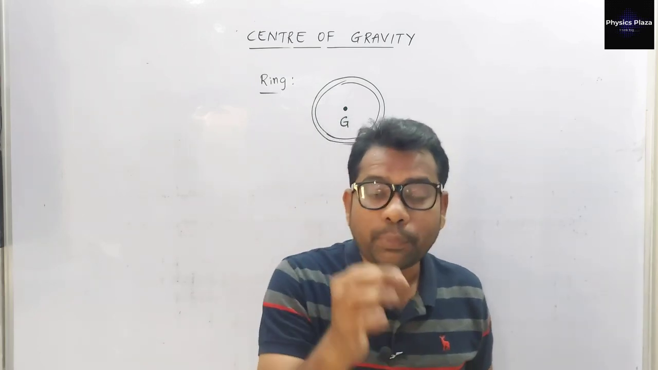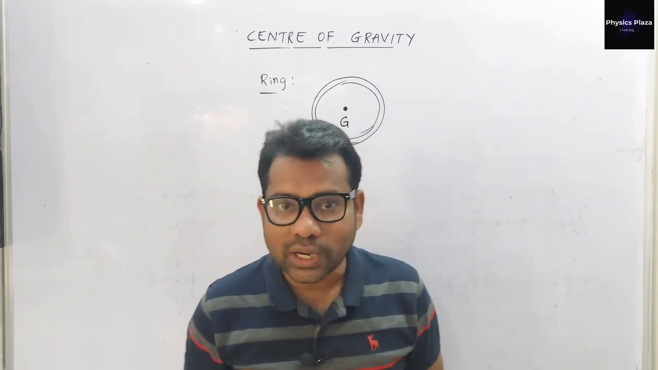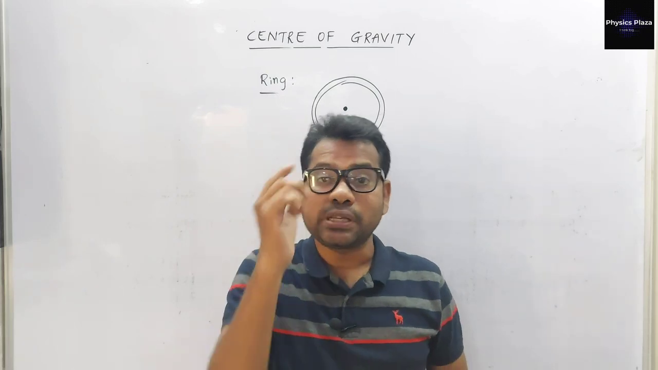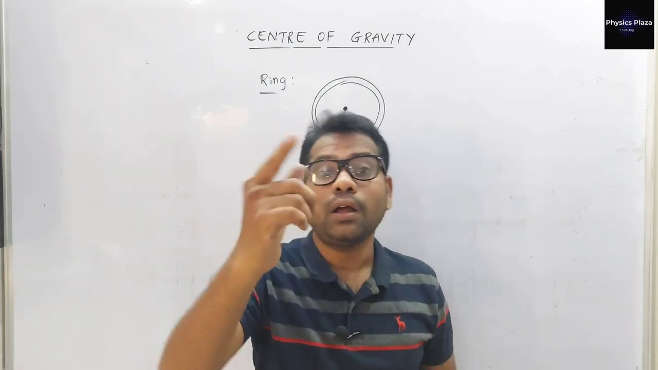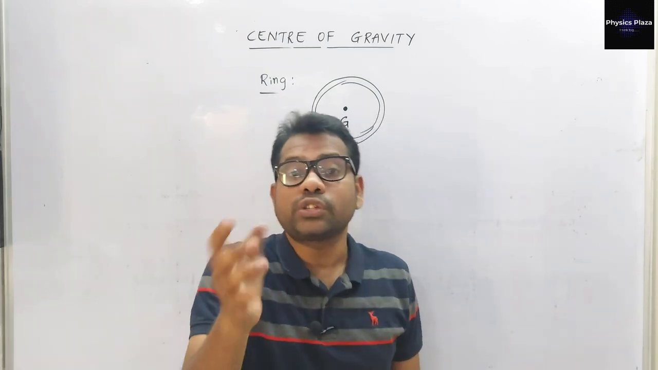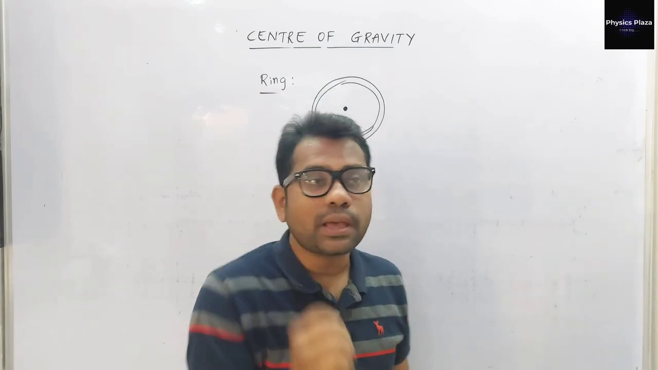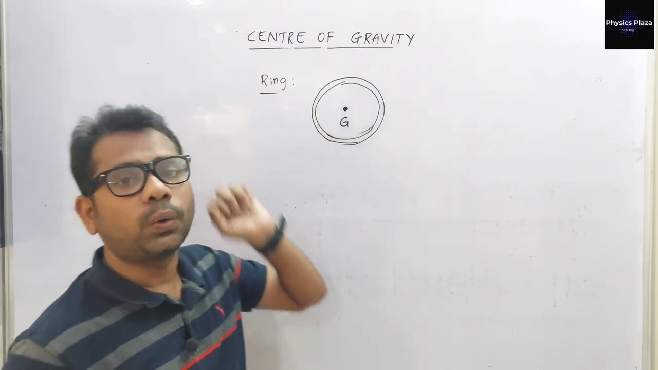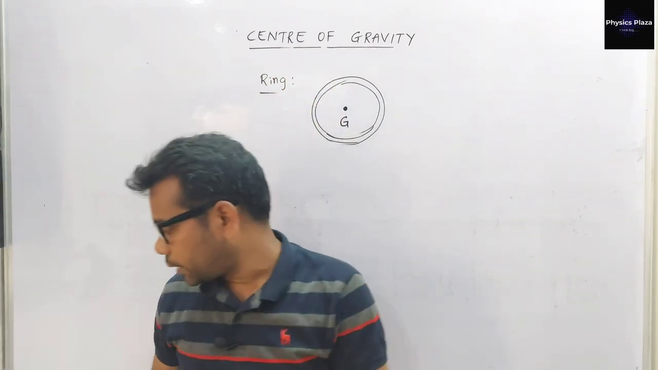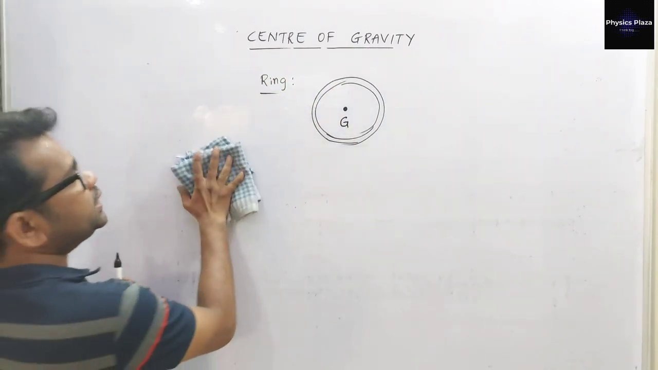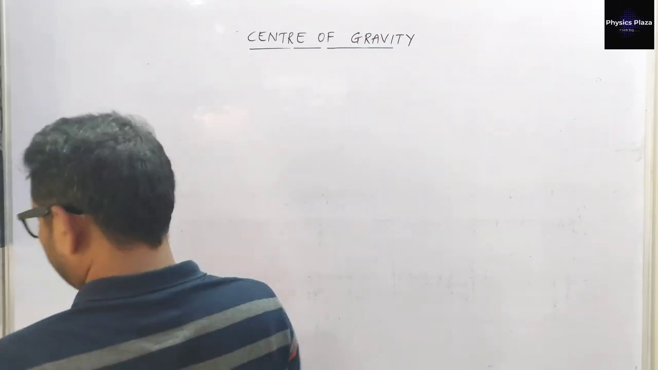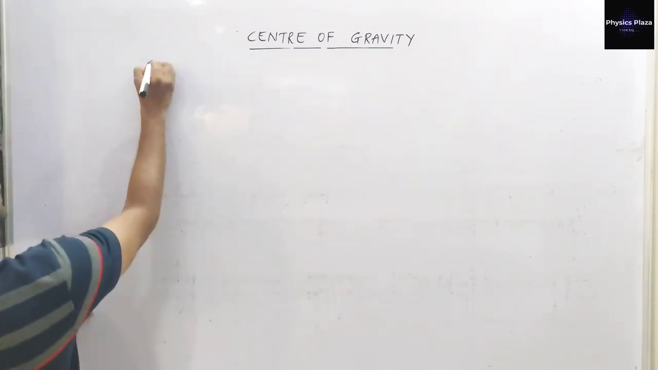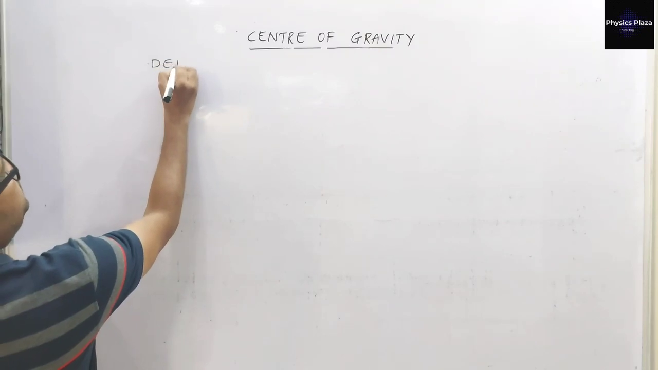So, the important point to be noted here is, what is that, children? Center of gravity can be situated within the material or outside of a material also. If it is outside of a material, what is the best example? The best example is the center of gravity of a ring only. Is that clear? Fine. Now, we will see on which factors the center of gravity depends, children. Here, very important from the examination point of view.